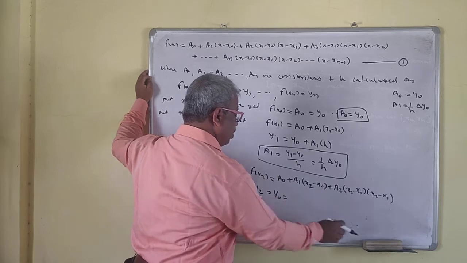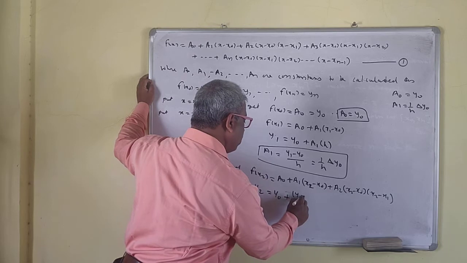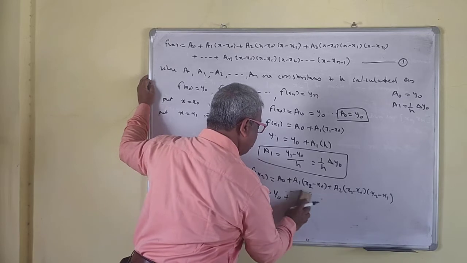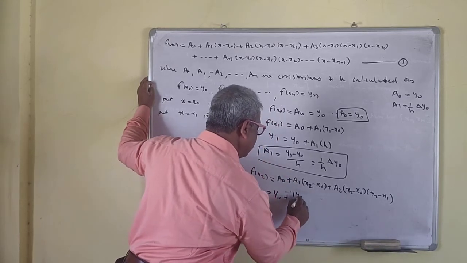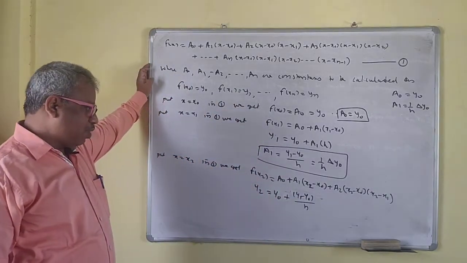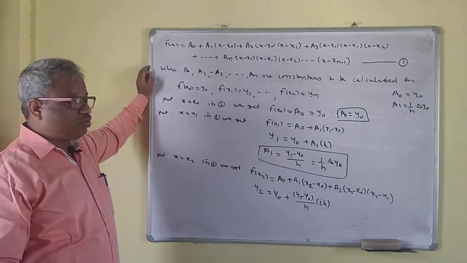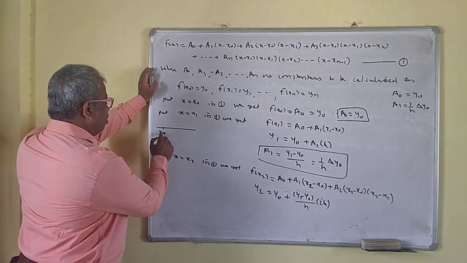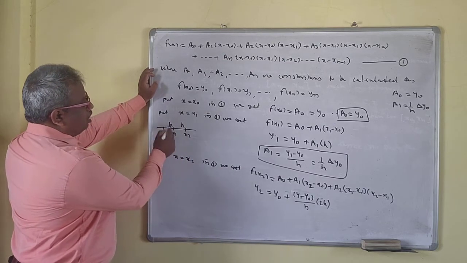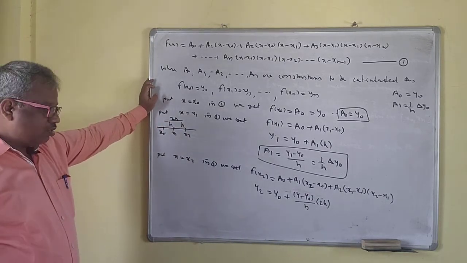So this is a1, plus, the value of a1 is (y1 minus y0) upon h. I write this neatly, because if I make a mistake here, a problem will arise. Here this is x0, this is x1, this is x2, and the gap is h each. So x2 minus x0 is twice h.